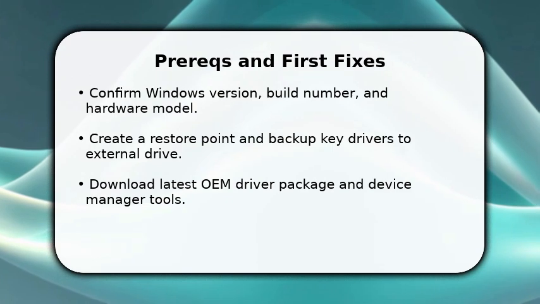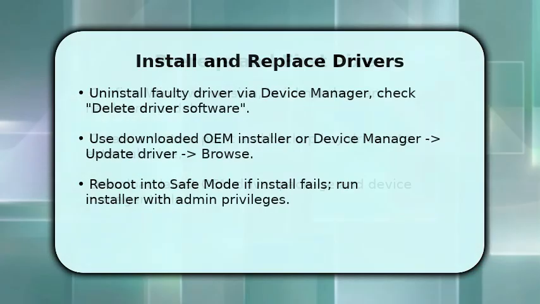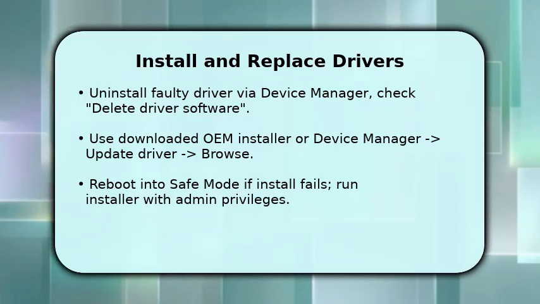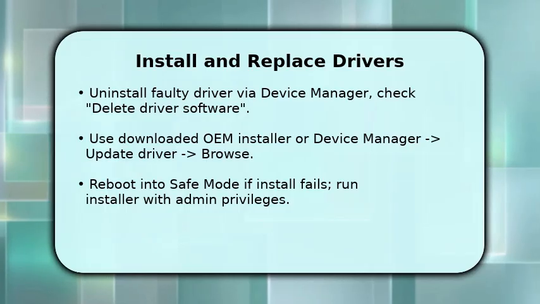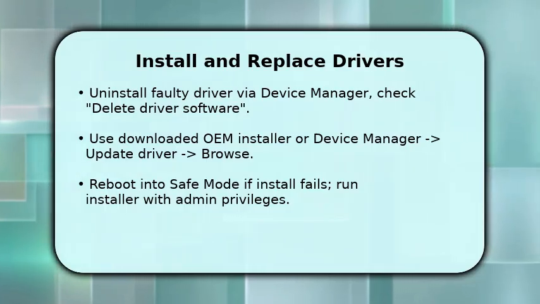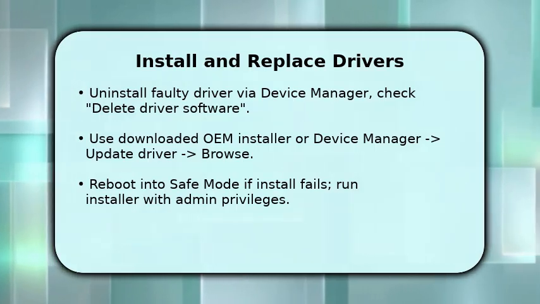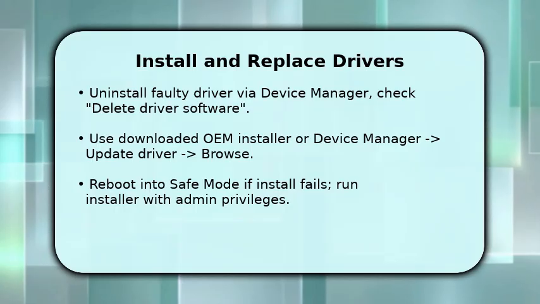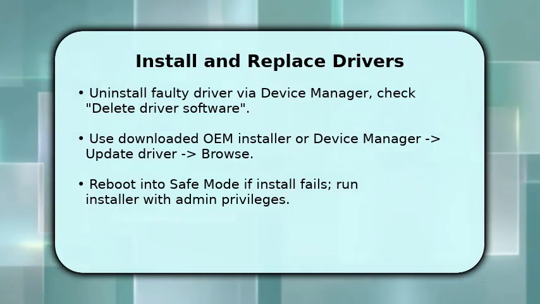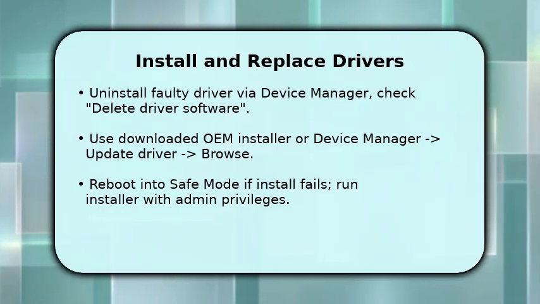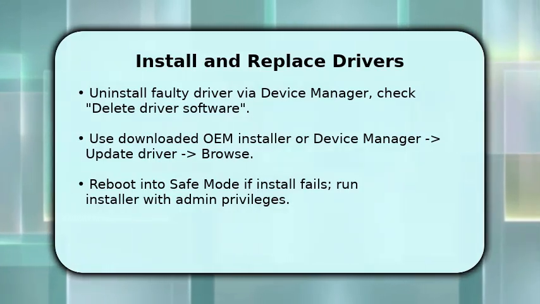You should uninstall the problematic driver first, using Device Manager and checking Delete Driver Software, so Windows won't reuse a bad package. Once removed, install the OEM driver using its installer, or choose Device Manager Update Driver Browse to the folder you downloaded. If the installer errors, reboot into safe mode and run it with administrator rights. Safe mode stops interfering services. This ensures the correct driver files are written without background conflicts, preventing corruption or mismatched version.